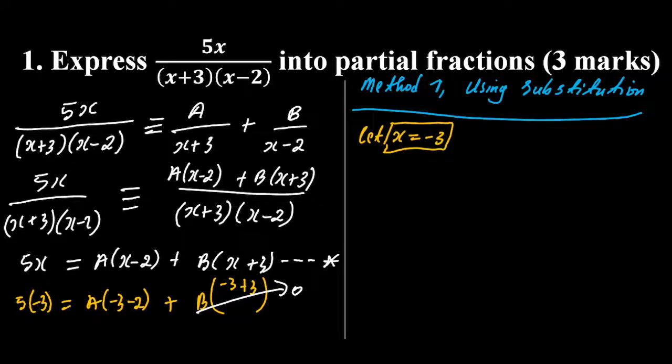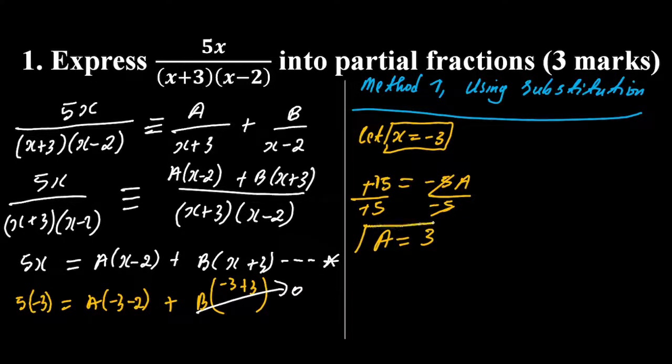So our equation is going to be minus 15 equal to minus 5a. Now dividing all through by minus 5, this is going to cancel, so our a is going to be 3. And this is our value of a.